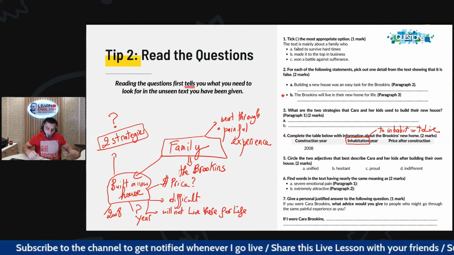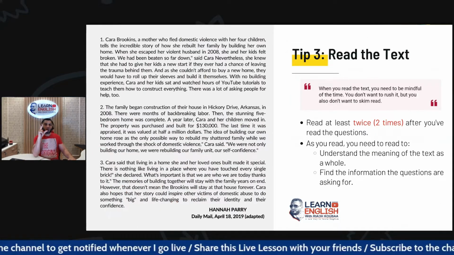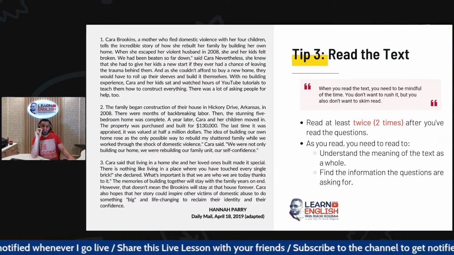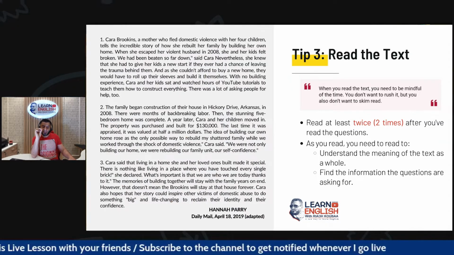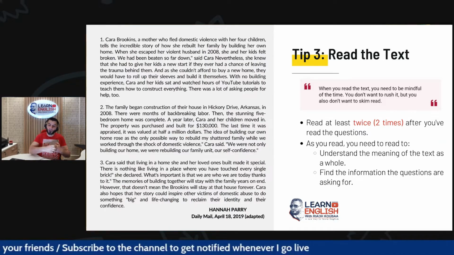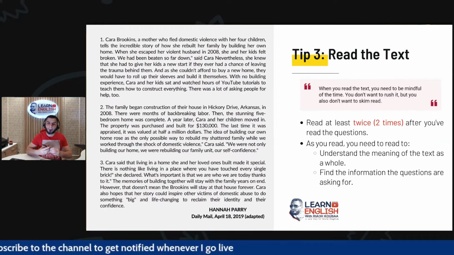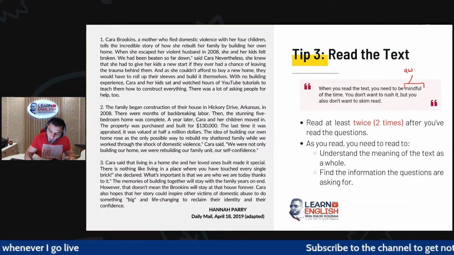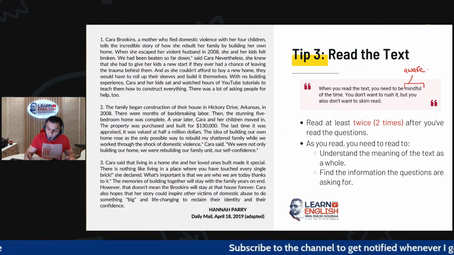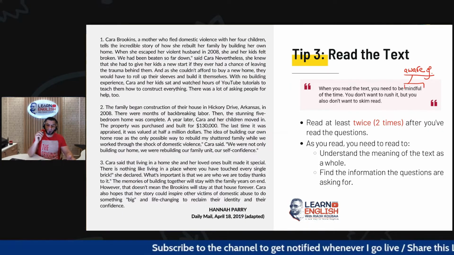Let's move on now to the third tip, which is reading the text. So now it's time to read the text. When you read the text, you need to be mindful. You need to be aware of the time.